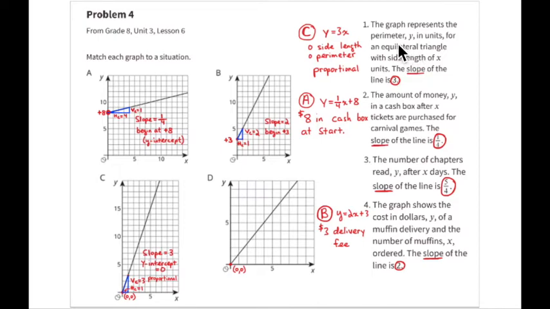This is the perimeter of an equilateral triangle. An equilateral triangle has 3 equal sides. So the perimeter is 3 times the length of one side. So whatever the length is of one side, it's 3 times that to get the perimeter. And notice if you have 0 length of a side, you don't have a triangle. You have 0 perimeter. So it goes through 0, 0. It is a proportional relationship.